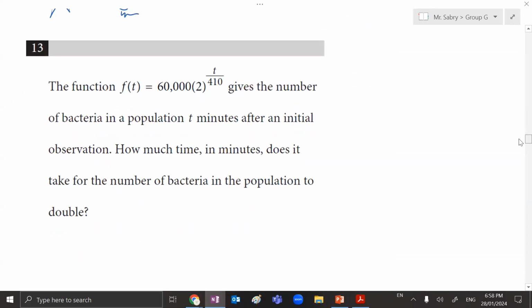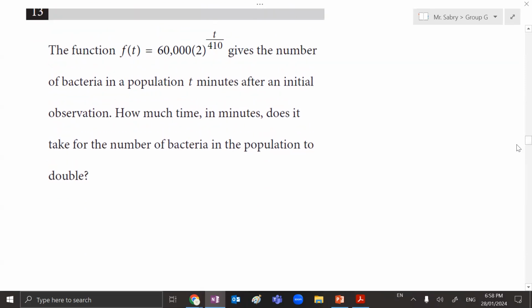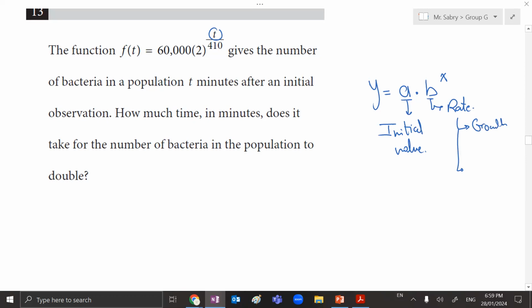When we see 13, this is the beginning of the exponential functions. How did I know it's exponential? Because the variable is in the power, the variable itself is a power. This is called an exponential function. Exponential functions follow this form: y equals a times b to the power x, where a represents the initial value, which is the y-intercept, and b represents the rate actually. But the rate in exponential functions is one of two things. It's either a growth rate, whenever it is bigger than 1, or a decay rate, whenever it is bigger than 0 and less than 1.